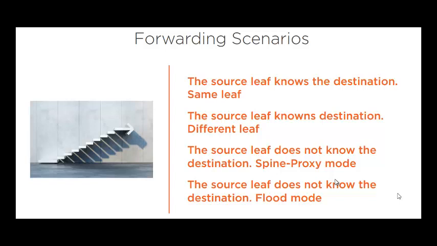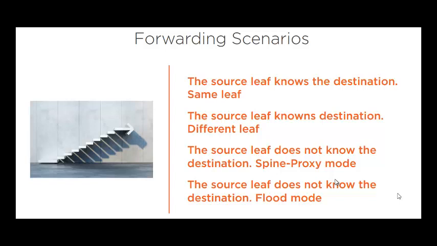Now the first scenario. What is that? Source leaf knows the destination, and it is the same leaf. In this case, how will the packet be forwarded? Normal switching. How does normal switching happen in your Catalyst switch? Same like that. It looks at the MAC address, forwards the traffic. Will there be a VXLAN anything? Nothing. Normal switching.